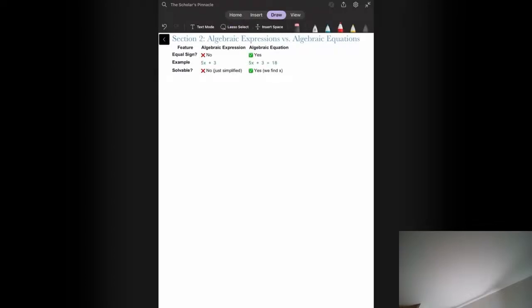Here's a table to show you the difference. For algebraic expressions, there are no equal to signs. However, for algebraic equations, there are. Look at the word equation. Look at the equal to sign right here. This is an example of an algebraic expression. It has no equal to sign present, but this one does, and it's equal to 18.